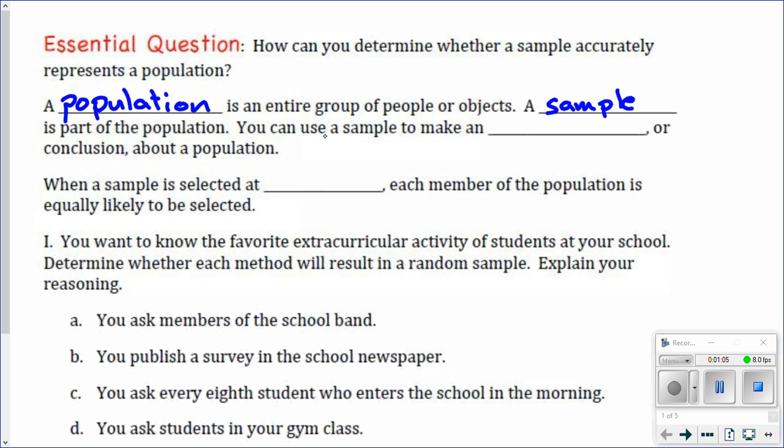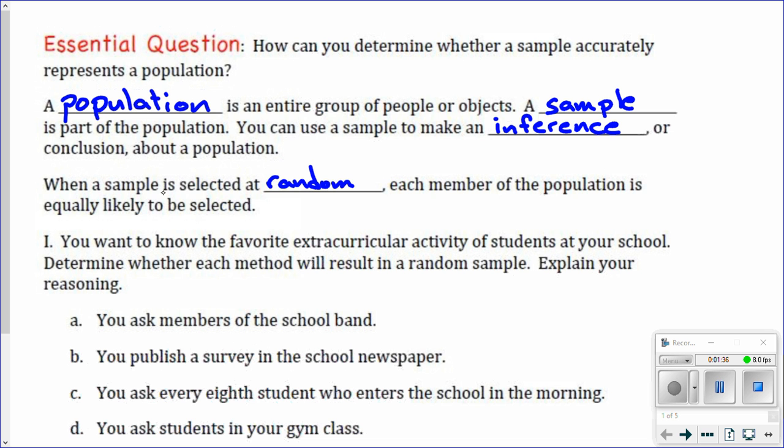All right, so you can use a sample, if it's a good random sample, to make what's called an inference or conclusion about a population. So there's some information you're trying to get about the population, but you can't get it from the entire population, so you use a sample of the population. So when a sample is selected at random, each member of the population is equally likely to be selected.